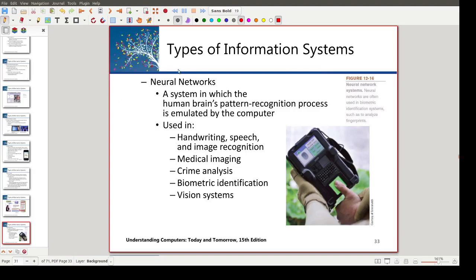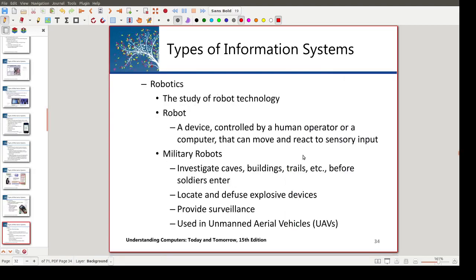The purpose of these neural network systems is to emulate the brain's pattern recognition process. It is used in handwriting recognition, speech and image recognition, medical image diagnosis, crime analysis, biometric identification, and vision systems. On the right side, it is used to verify a fingerprint. So you put your finger and it verifies this is Fulan, and tells if this is the fingerprint of the one who is allowed to use the system or not.